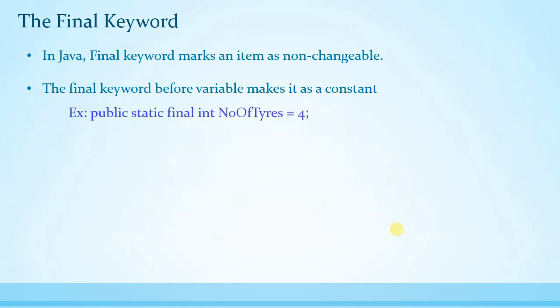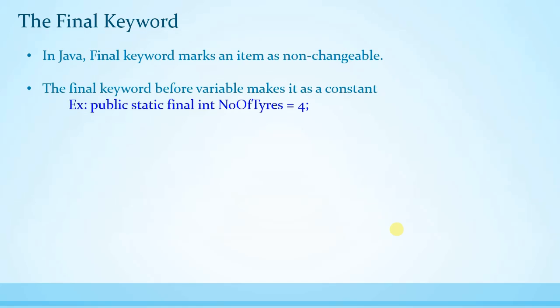So for example here, number of tires is 4, and this particular field, number of tires, is public and static, and the data type is integer. The final keyword marks this number of tires as a constant. That means outside the class we cannot change the content of number of tires.